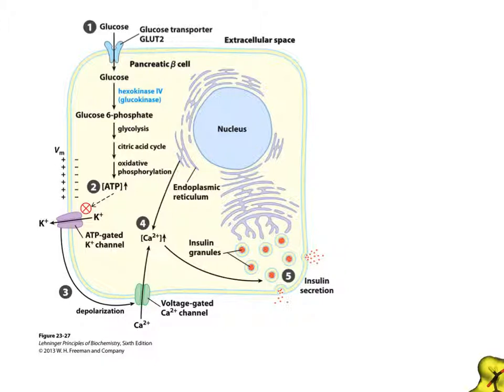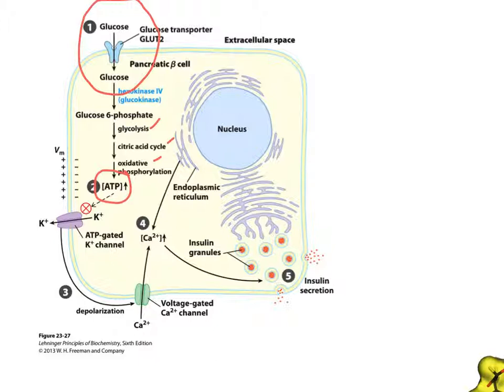So one last slide here to try to summarize most of what we've talked about. Starting at the top with the transport of glucose across the cell membrane. In this example, the glucose is going down its concentration gradient. So this is an example of facilitated diffusion. We do not need any additional energy source. Once the glucose gets inside the cell, it can undergo glycolysis, the citric acid cycle, and oxidative phosphorylation, resulting in an increase in the concentration of ATP.